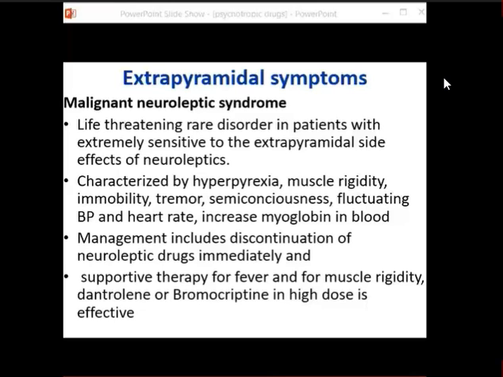Dantrolene blocks the ryanodine receptor present in the sarcoplasmic reticulum, which prevents the release of calcium, so that will cause relaxation of the muscles. Or we can also give bromocriptine in high dose. Bromocriptine is a D2 agonist drug.